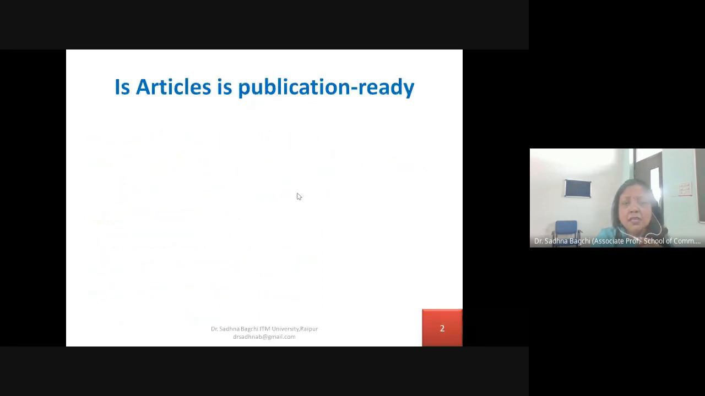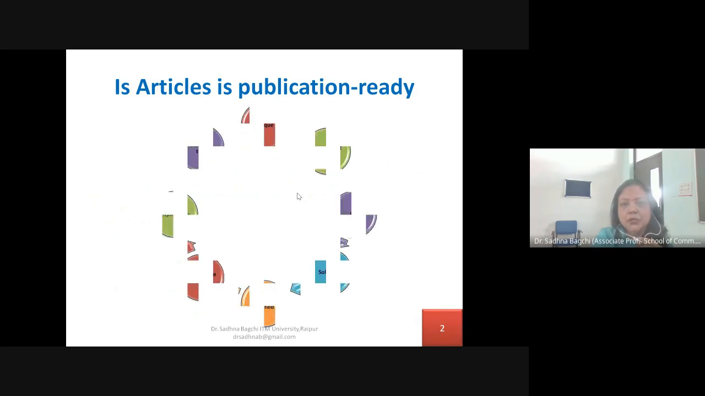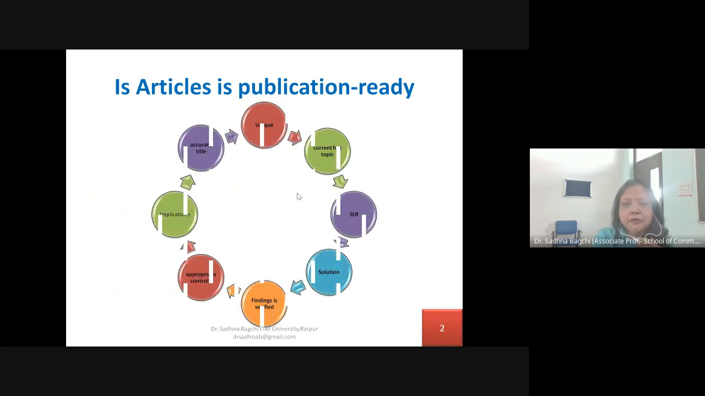The first thing is whether your article is publication ready. To know this, you have to ask yourself certain questions. What topic did you choose for your research article? That is the first question. Is it unique? Unique means: is it a repetition of work someone has already done, or are you adding something new? So the first is the uniqueness of the topic. Your topic must be unique.